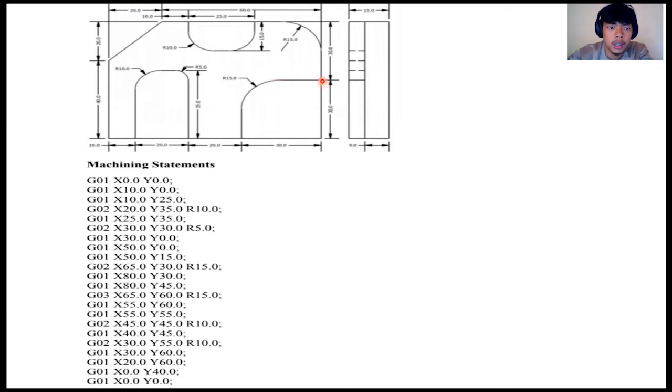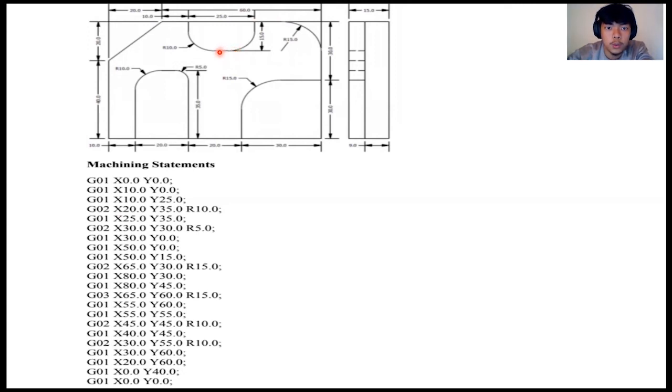And we move to this point G01 at X equals 80 and Y 30, and up to this point also G01, and at this point we have G03, which is spinning in a counterclockwise direction, at X65 and Y60 with the radius of 15. And we move to this point G01, and also this point G01, and at this point we have G02 at X45, Y45, and radius of 10.